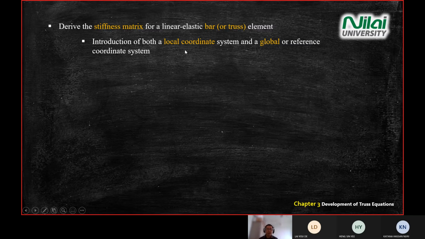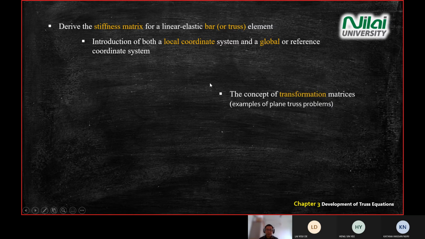Previously, we looked at local coordinates. Now we're going to look at global coordinates. Previously, in chapter 2, we only looked at the local coordinate system. Now today, in chapter 3, we're going to look at the global coordinate system, and then we try to relate what is local and what is global.